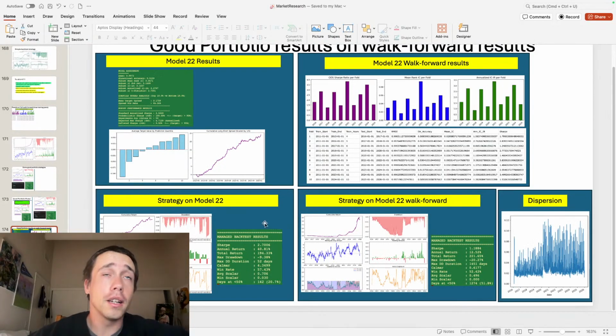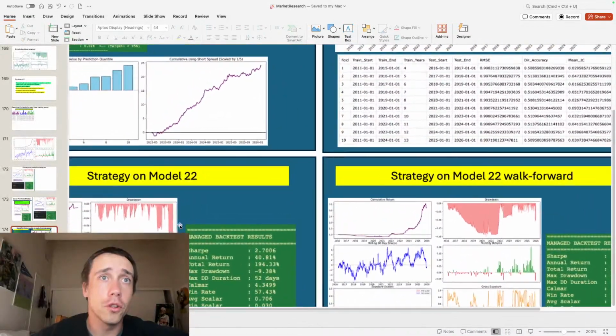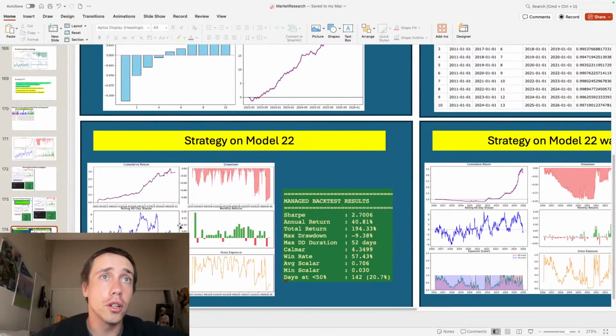And this kind of highlights the issue here. So this is the strategy that I just showed, which is working well. So this looks really good. It's giving 40% average annual return, and the worst drawdown is under 10%. And if you look at the rolling Sharpe here, it's basically positive the whole time.